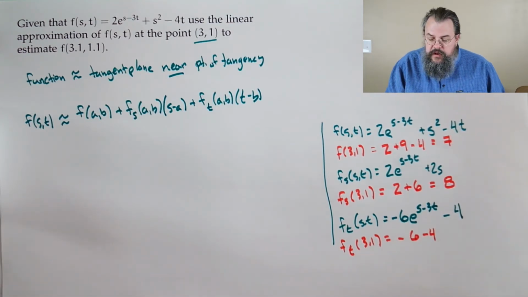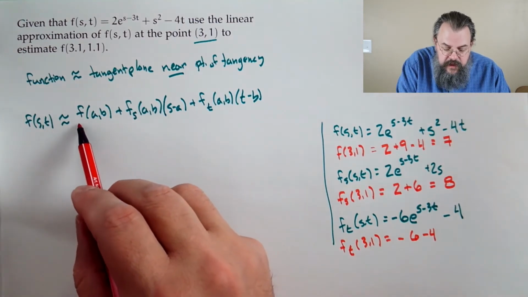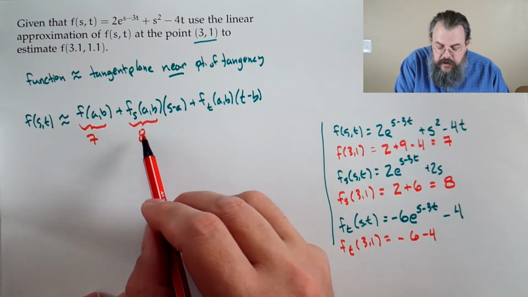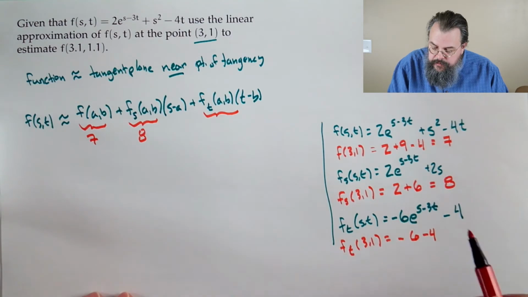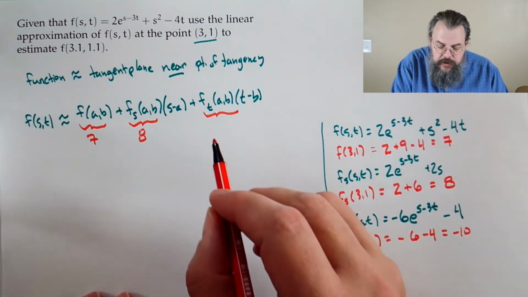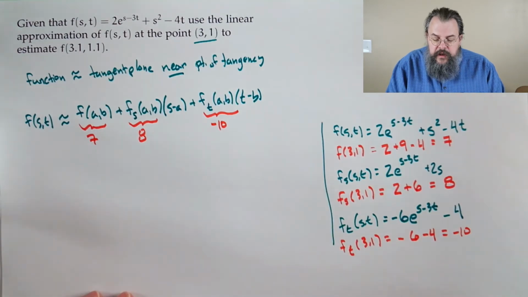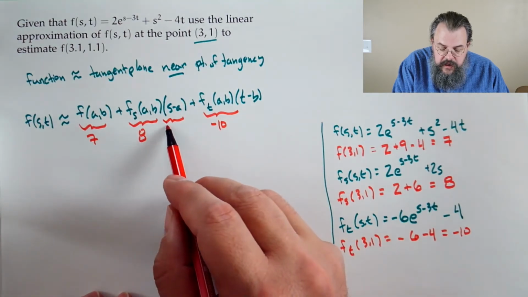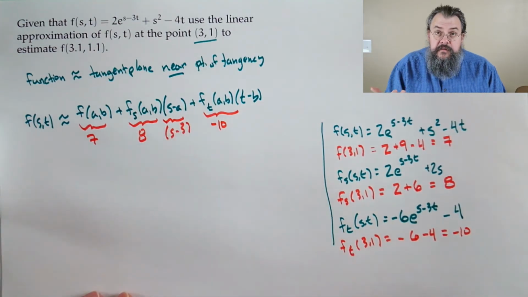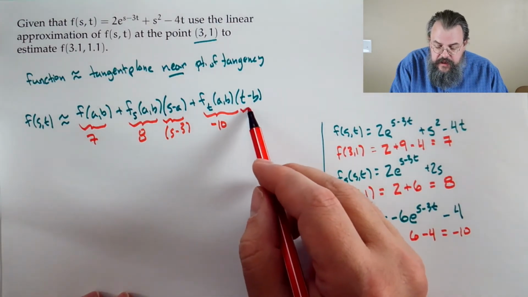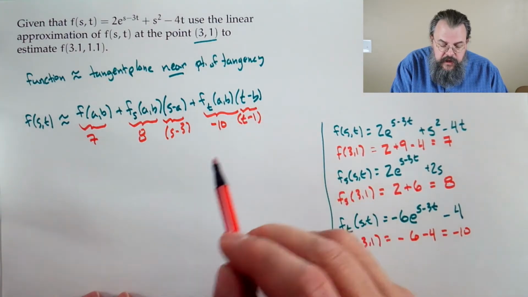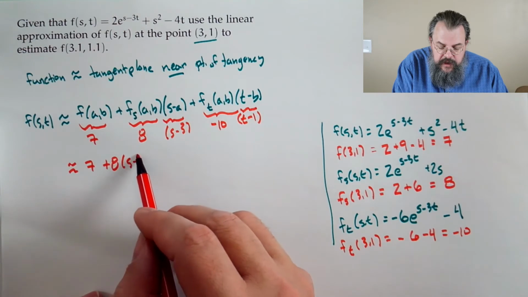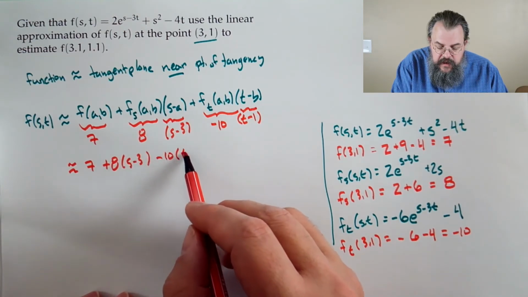So when we put this all together, well, we're going to have a 7 in the slot there, then an 8, and then we're going to have a, whoop, forgot to write down, negative 10. Whoa, that's very negative there. Okay, and then don't forget, well, s minus 3, because we're at the point, the a corresponds to 3, and t minus 1. Okay, so we get 7 plus 8 times s minus 3 minus 10 times t minus 1.